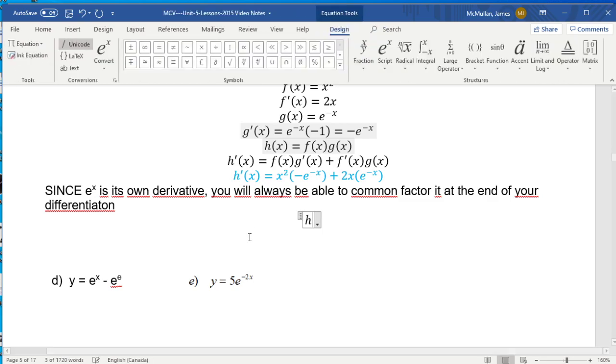Anyway, you look at this one. Let's just clean this up a little bit. H prime of x. So let's take the negative to the front. So you have negative x squared e to the power of negative x, and then we have plus 2x e to the power of negative x.